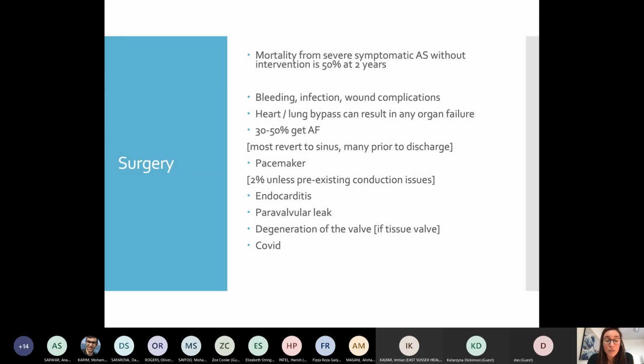And the reason why people are offered metal valves if they're younger is because tissue valves can degenerate. And nowadays, the surgeons in Brighton are actually consenting people for COVID because you have to come into hospital and stay on the ward. So how do they assess? And then the big ones are stroke and death, and that is unique to the patient.